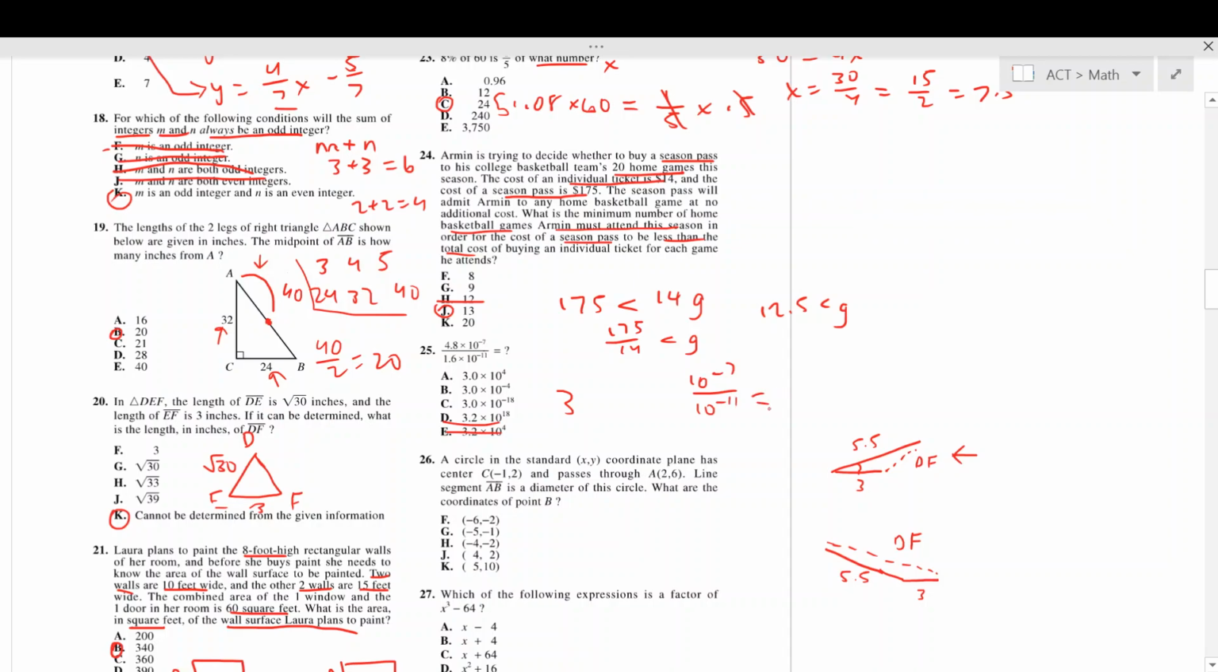So remember exponent rules. If our base is the same and we have division, we just do the upper exponent minus the lower exponent. So 10 to the negative 7 minus negative 11, that would be negative 7 plus 11, 10 to the 4.